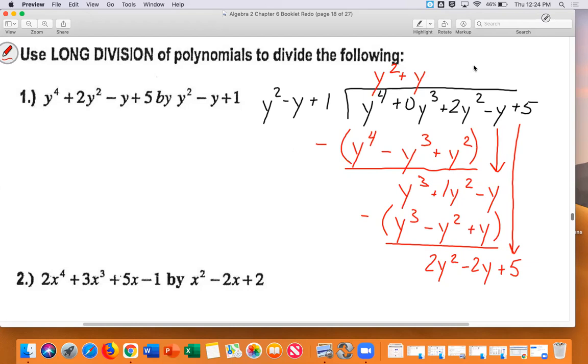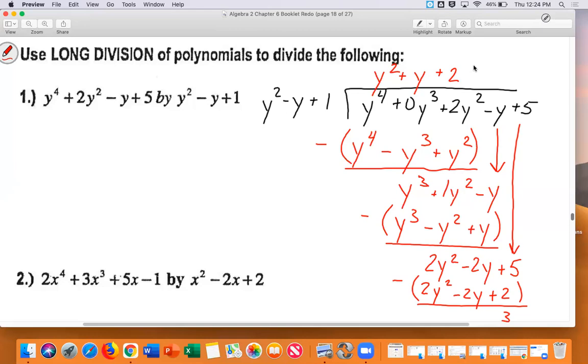Now, again, it's all about this leading term, that 2y squared. How do I make a y squared a 2y squared? What do I have to multiply by? 2. Sorry, plus 2. So 2 times y squared is 2y squared. 2 times negative y is negative 2y. 2 times 1 is 2. And I'm subtracting. 2y squared minus 2y squared, they cancel. Negative 2y minus negative 2y, they cancel. 5 minus 2 is 3.